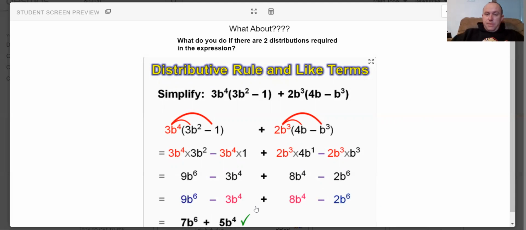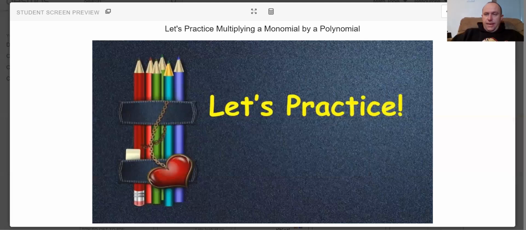Be careful when you're combining the b to the 4s. It looks like it's 3 plus 8, but don't forget the sign here. So -3 plus 8 is 5. 5 what? B to the 4s, because that's what we're adding together. So we have to be a little careful when we're doing questions like that.